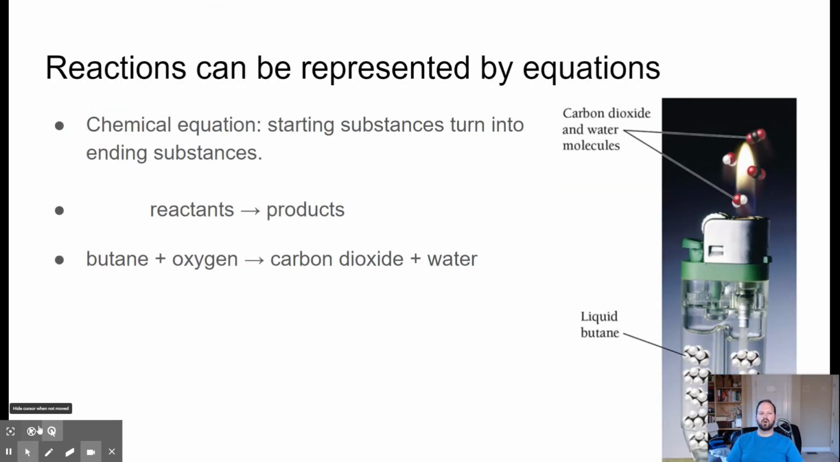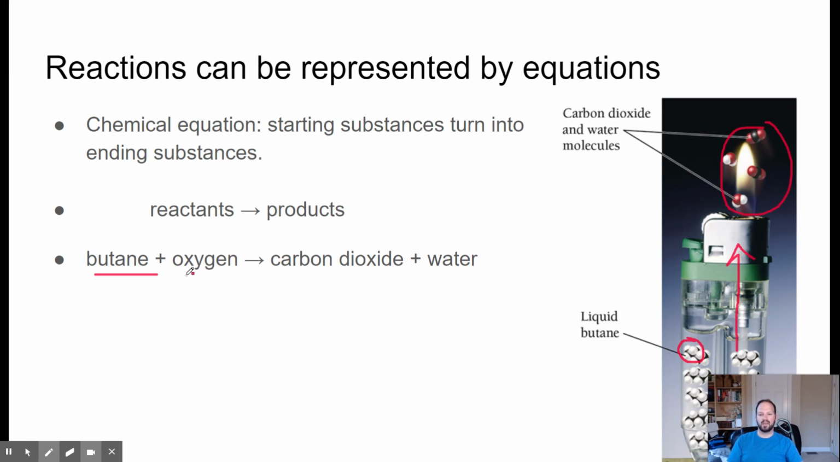All right. So it's important to realize that chemical reactions, another name for chemical changes, can be written in the form of equations. Remember, we don't just look at the macroscopic with our eyes. We don't look at just the particles. We also look at how we represent this in symbols or formulas. And so in the example at the right, the liquid butane, which is bonded like this, goes up through the lighter and comes out, and there's a flame, and it turns into carbon dioxide and water.